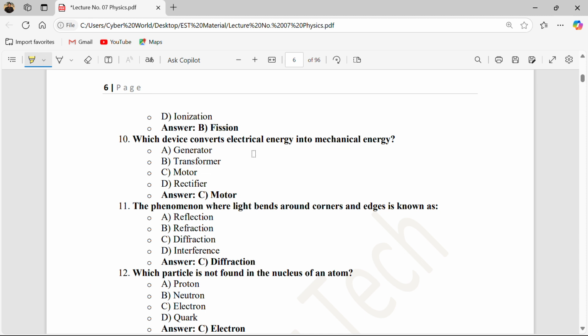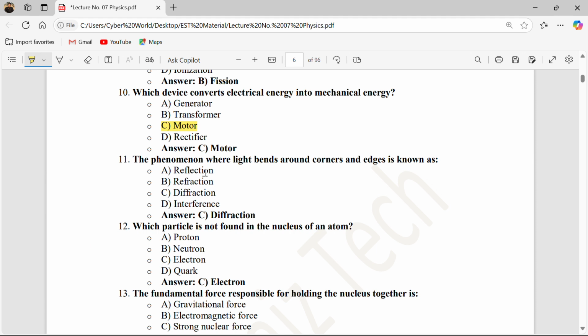Which device converts electrical energy into mechanical energy? So motor is a device which works with electrical energy, and it can provide mechanical energy as an output. So motor is a device which converts electrical energy into mechanical energy.